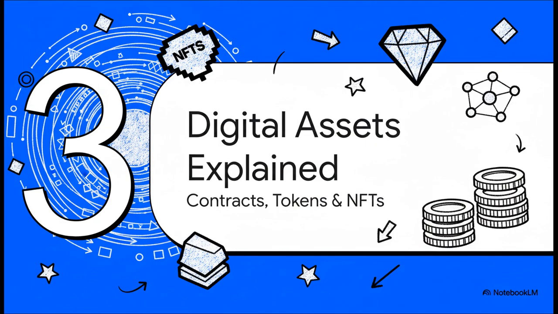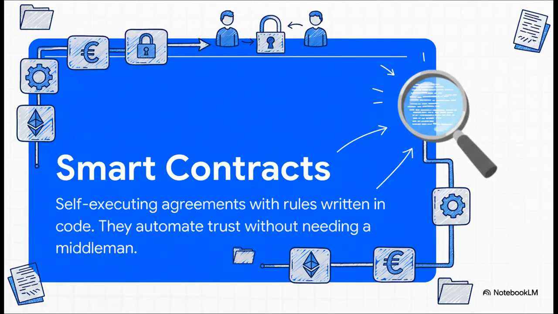Okay, so that's how it all works. Now, let's get to the really fun part. What kind of digital stuff is actually being built on this world computer? This is where things start to get really, really creative. It all kicks off with something called a smart contract. These are basically the fundamental building blocks for any app on Ethereum. A smart contract is just like a normal contract, except its rules are written in code and it runs automatically when the conditions are met.